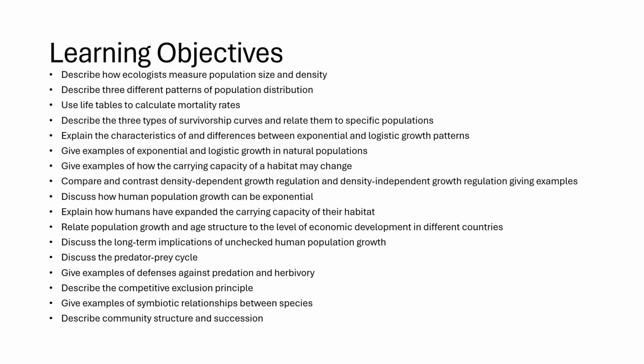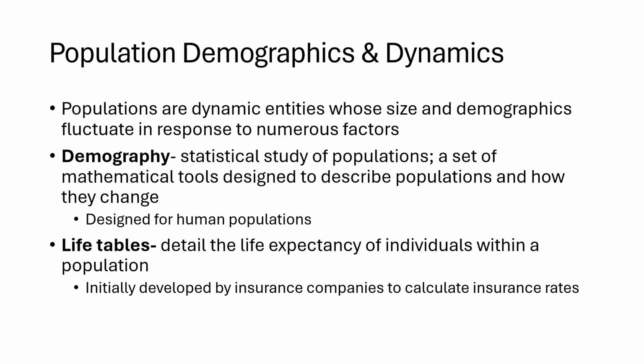logistic growth, carrying capacities, density-dependent versus density-independent growth regulation, human population growth, how we humans have expanded the carrying capacity of our habitat. We're relating growth in the age structure to various economic features, long-term implications of unchecked human population growth, the predator-prey cycle with some examples, and competitive exclusion, symbiosis, and community structure and succession. We don't have much to say about communities, but we will discuss them.